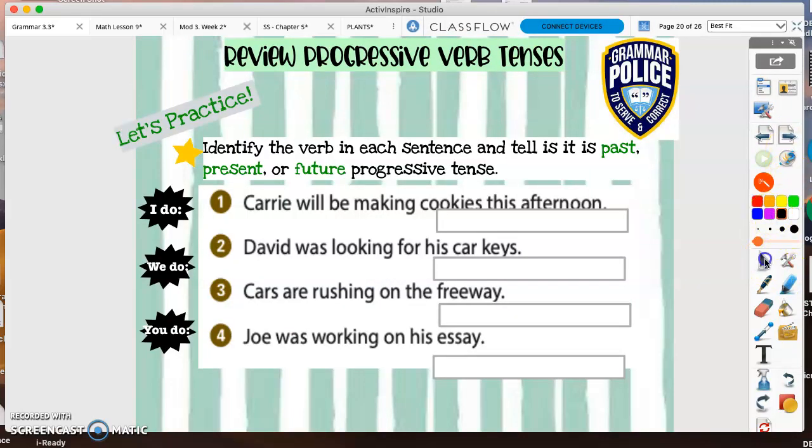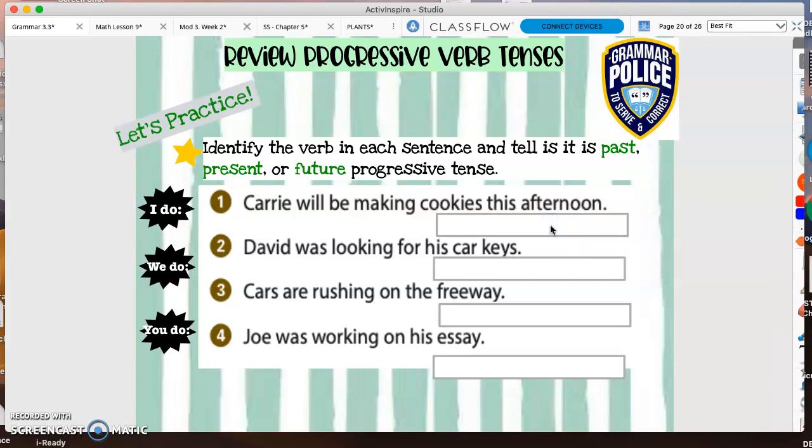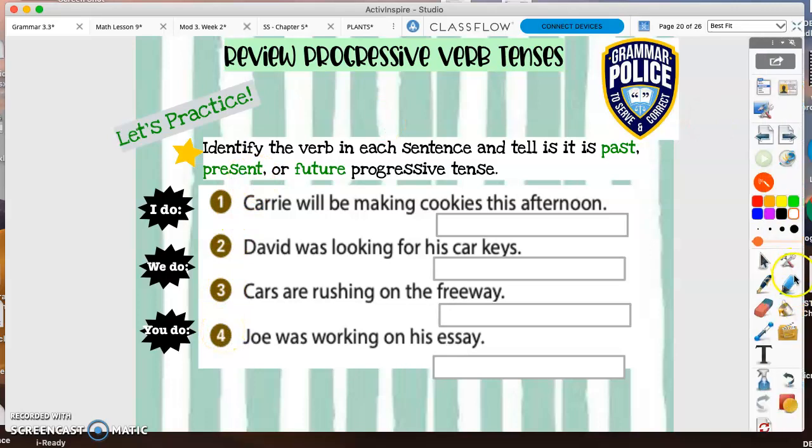Okay, now I want you to pause this video and think about what 1, 2, 3, and 4 are. Are they past progressive verbs? Are they present progressive verbs? Or are they future progressive tense verbs? So pause your video and think about it.